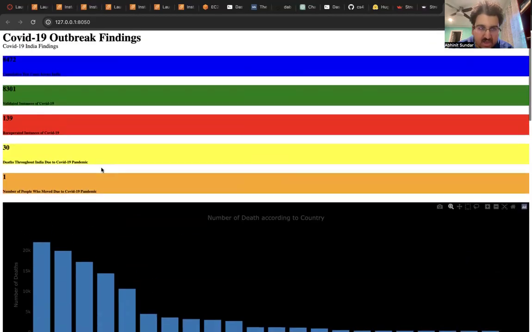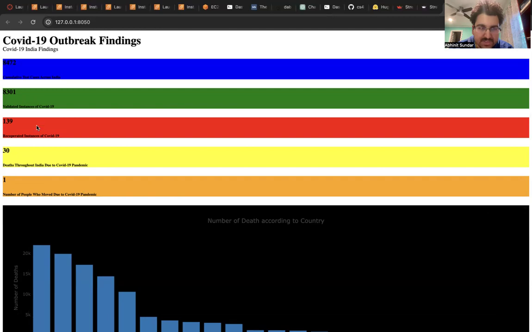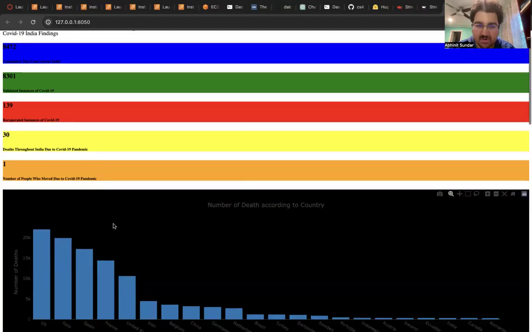So as you can see, all the colors of these banners are based on my HTML skills, where I've used HTML in order to be able to create different colors. So blue for cumulative test cases across India, green for validated instances of COVID-19, red for recuperated instances of COVID-19, yellow for the number of deaths due to the COVID-19 pandemic, and one for the number of people who moved due to the COVID-19 pandemic, which is in orange.